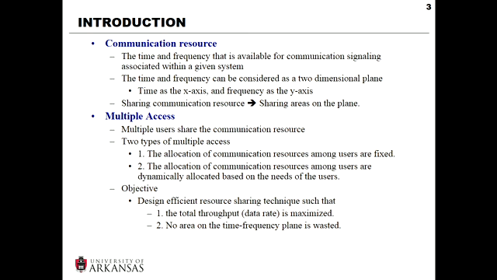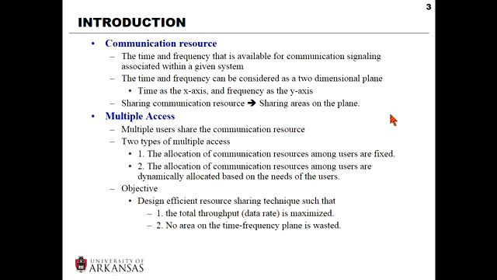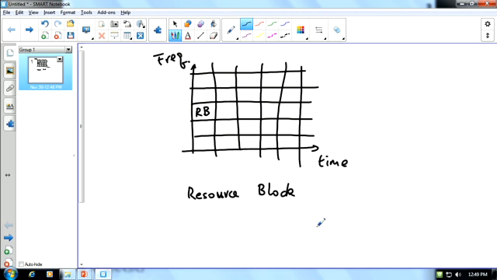Okay, so that's communication resource, and each one is called a resource block. And for the users, they share communication resource means they share the same area on the plane. Okay, so then the multiple access problem or the scheduling problem is just to decide when and where each user should transmit, which resource block should be allocated to each user.